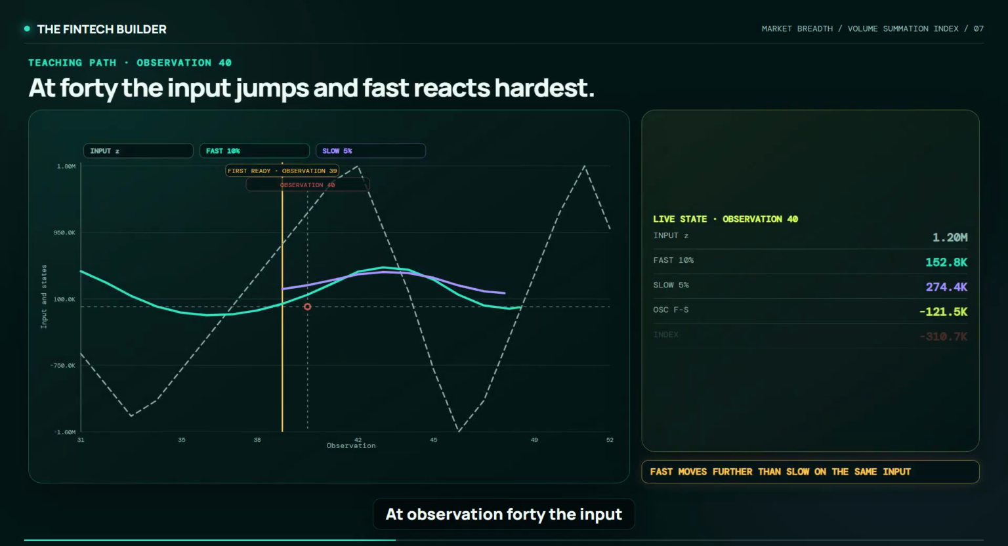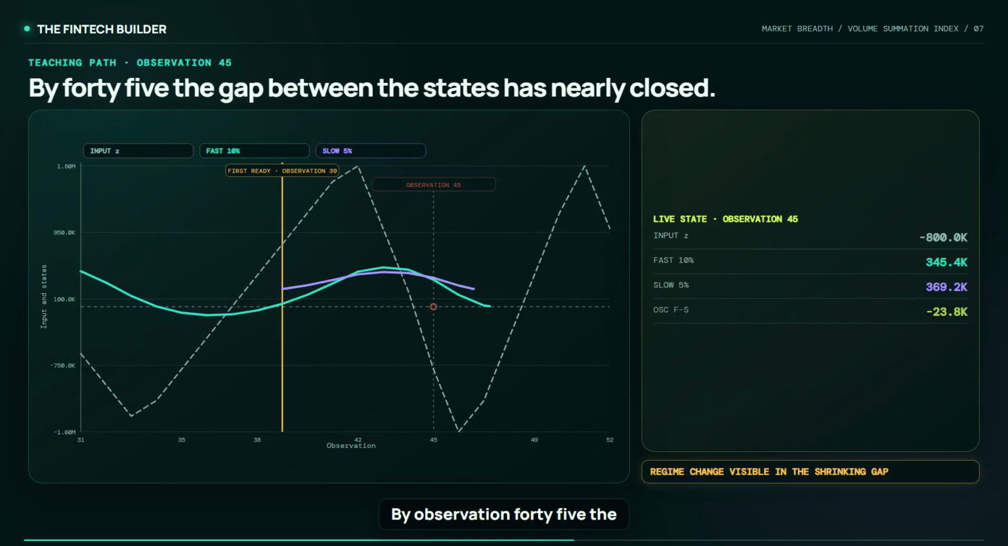At observation 40, the input jumps to 1.2 million shares, and the fast state moves much further than the slow one. By observation 45, the input has flipped negative to minus 800,000, and the gap between the 2 states has nearly closed. Read it in that order. The input changes first, the fast state reacts more, the slow state follows, and the output records their separation.